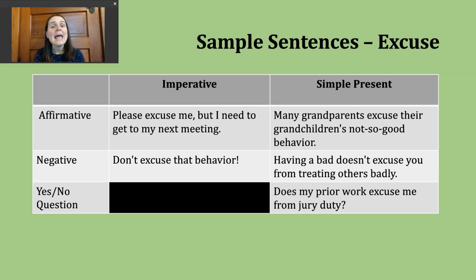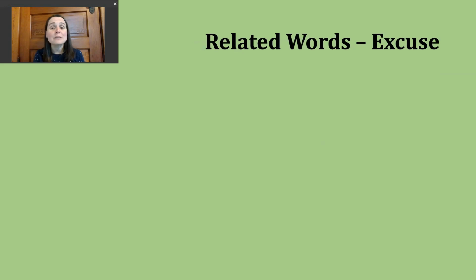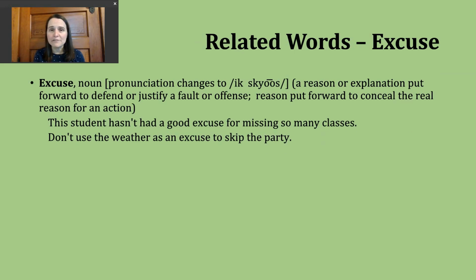Now, let's spend a moment talking about some words that are related to our verb excuse. And the first word we're going to look at is going to look very familiar to you. It has the exact same spelling, but the pronunciation is different. So you might remember earlier in the video, I told you to pay attention as I'm saying this verb, excuse. I'm making a Z sound. But when I pronounce the word as a noun, I'm going to change the ending sound to an S sound. So it should sound like this: excuse, excuse.